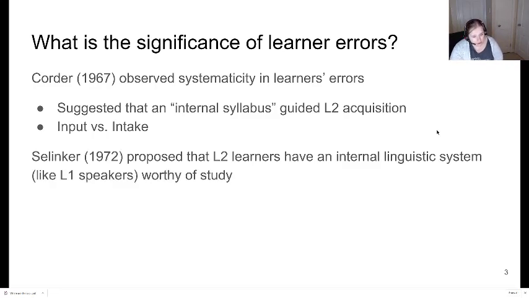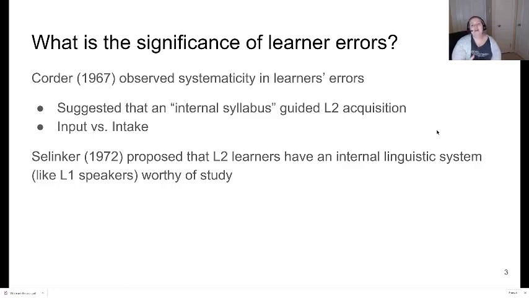Selinker 1972, and if you noticed, Selinker is one of the authors in the definitions from the previous slide. He proposed that L2 learners have an internal linguistic system. That we have intuitions, that we have a biological representation of language like a native speaker, like L1 speakers, and that internal linguistic system is in fact worthy of study. And to me, this seems really obvious, but in 1972, no one had really thought of that.